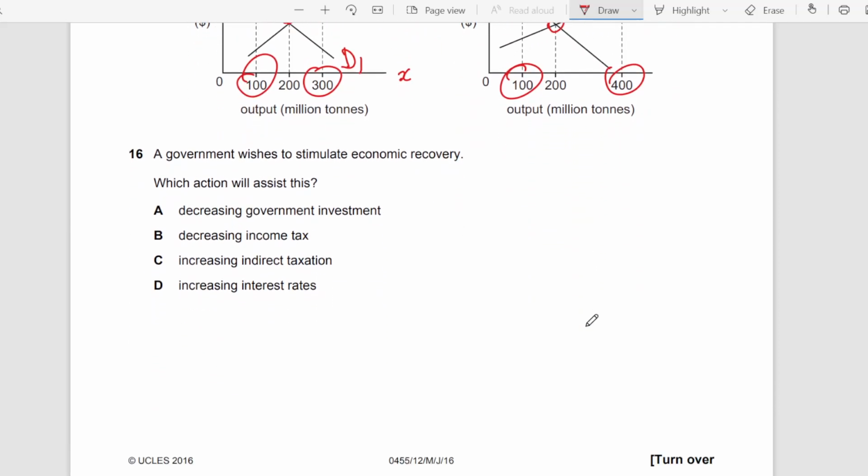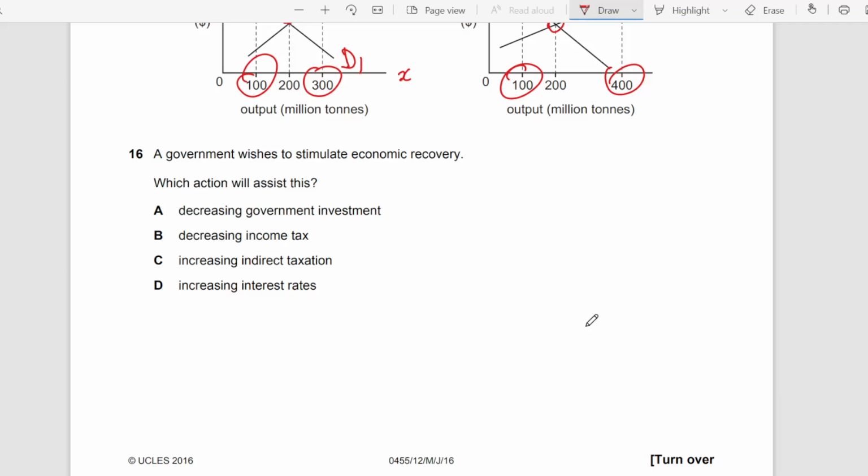A government wishes to stimulate economic recovery. Which action would assist this? Look, a stimulation of the economy means that you're trying to boost the economy. You're trying to increase the economic activity or the spending within the economy. So the government, of course, opts for expansionary policy. For those of you who understand the economic policies, it will be an easy question. For those of you who haven't studied the economic policies, this is going to be a difficult question. So economic policies would mean that the government will actually increase the spending.